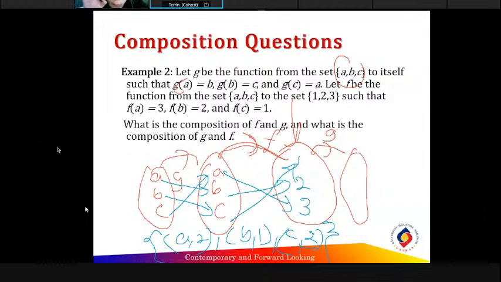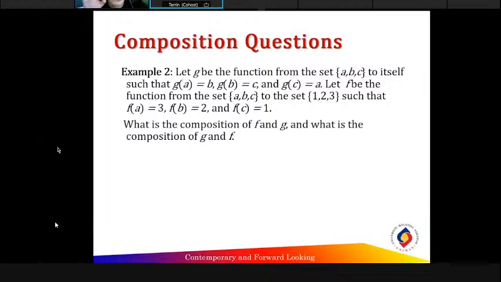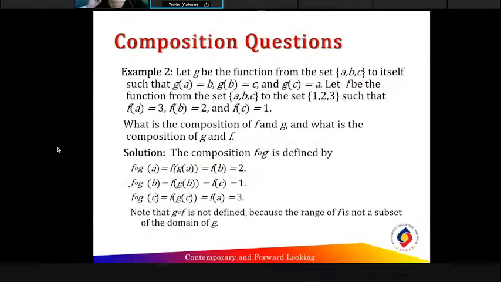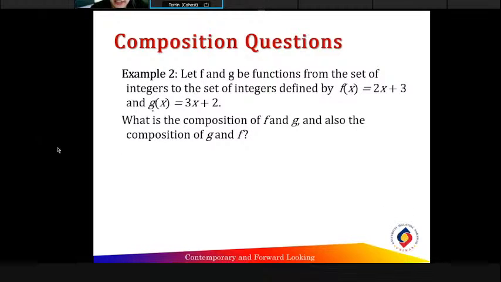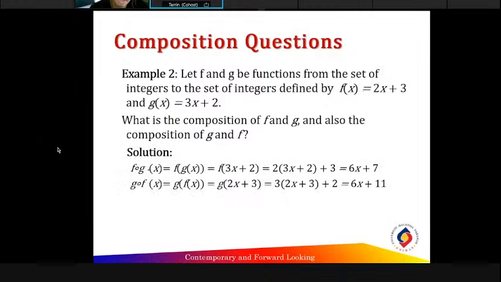So for the first one, it's straightforward. You just draw it. You already drew it, right? For f, the range of values 1, 2, 3 are not part of g because g starts from A, B, C. Okay, for the next f and g, in this case you just have to put one into the other. So that's straightforward.